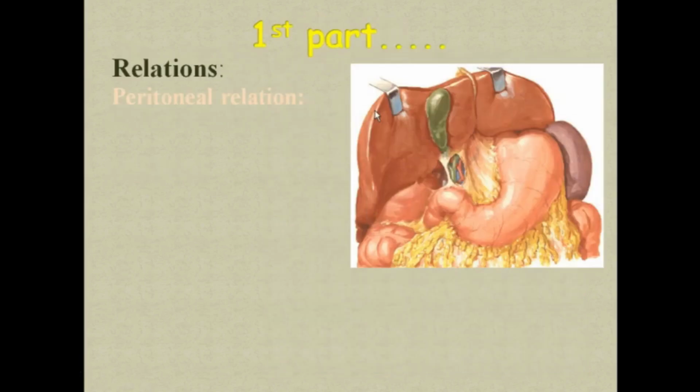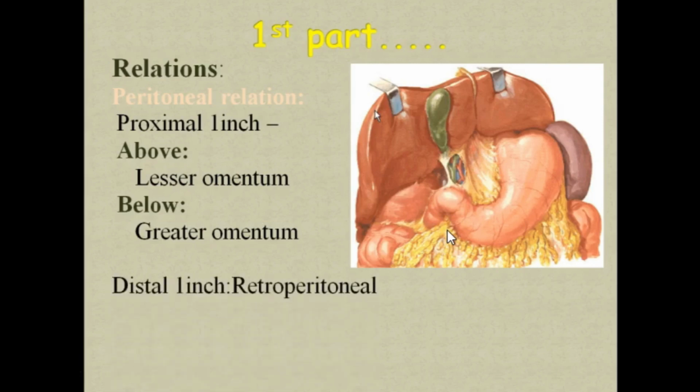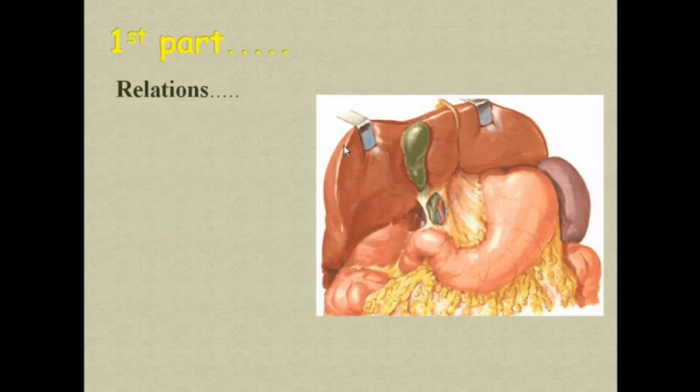Then we have peritoneal and visceral relations. Talking about peritoneal relation, the proximal 1 inch of this duodenum is related above to the lesser omentum and below to the greater omentum. Here you can make out, this is the first part; above it is related to lesser omentum, below it is related to greater omentum. Then the distal 1 inch is retroperitoneal, so it is placed just behind the peritoneum.